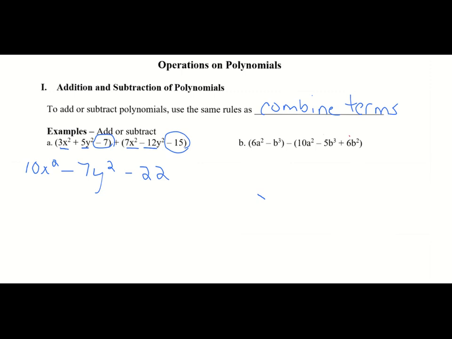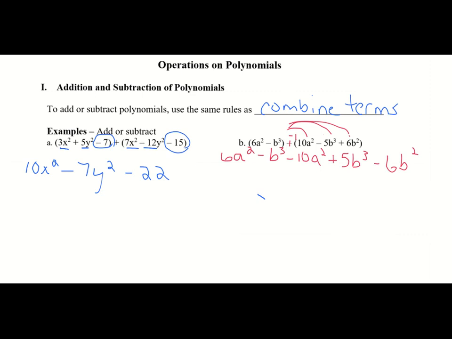So again, what I did is I made it plus a negative 1, and we're going to distribute or multiply everything in there by negative 1. So our problem becomes, we have 6a squared minus b cubed, and then a negative times a positive will give me negative 10a squared. Two negatives give me a positive 5b cubed, and a negative times a positive will give me a negative 6b squared.